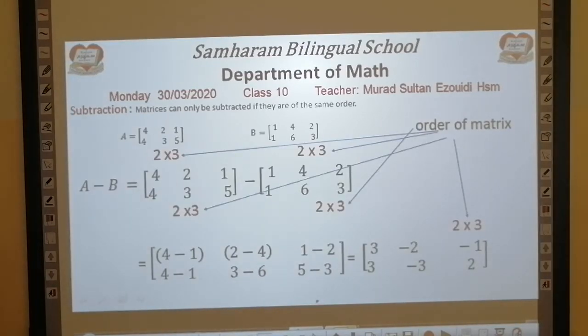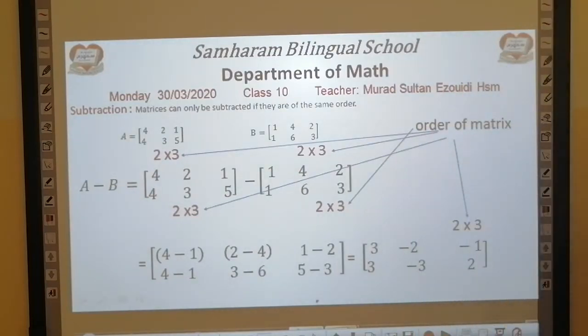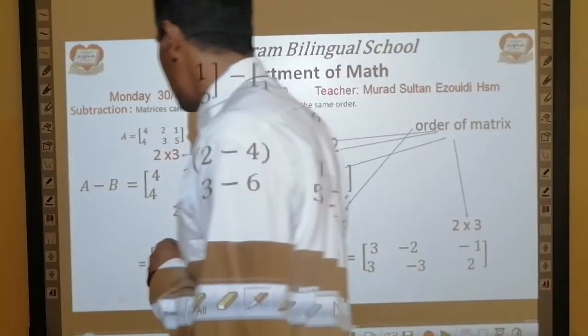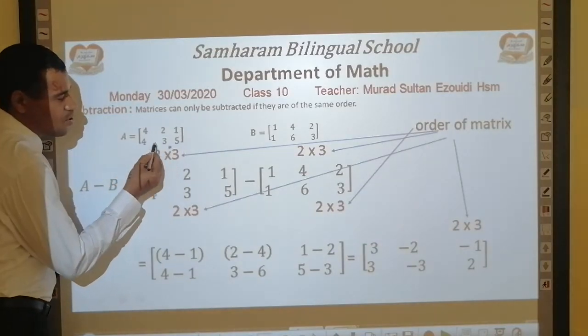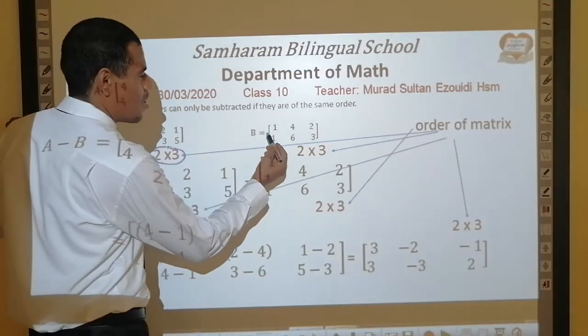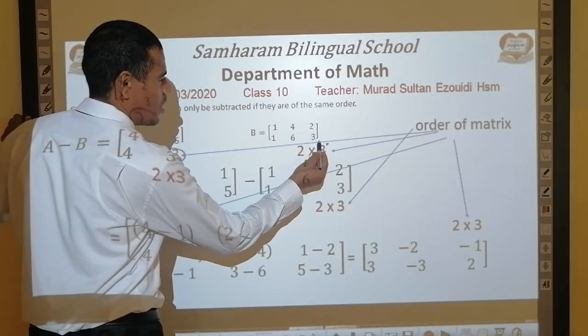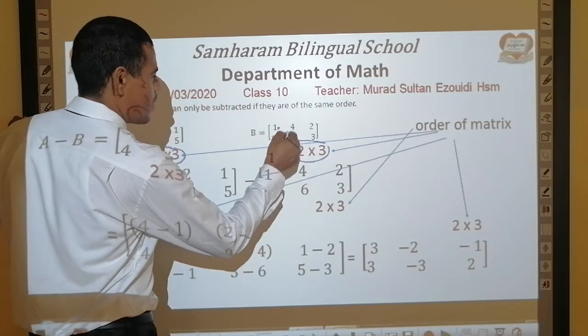Here we have another example. We did some addition of matrices. Now let's investigate in other examples if it is possible to subtract a matrix from another. Here we have the first one, matrix A. Its order is 2 by 3. This is the order of matrices. And B also is 2 by 3 as an order, because it has 2 rows and 3 columns.